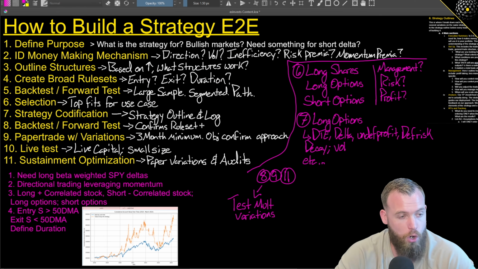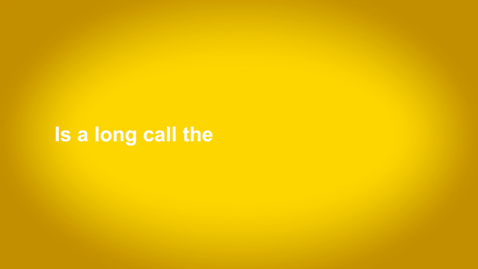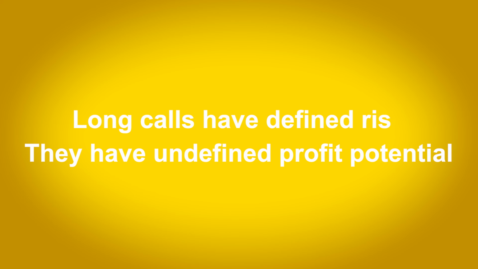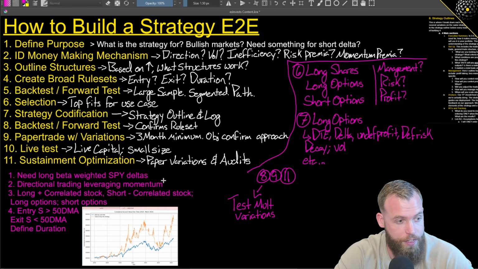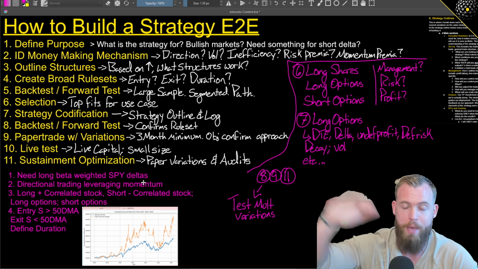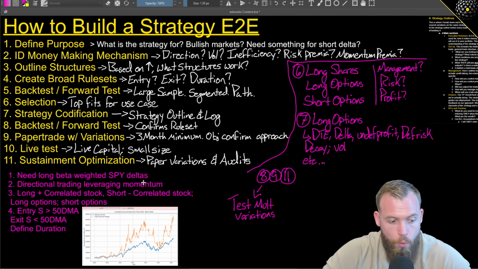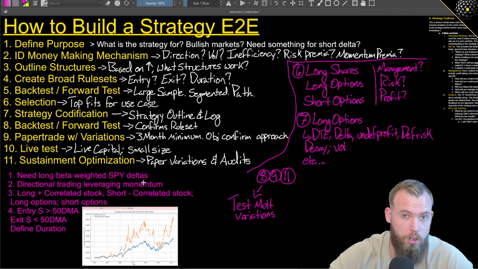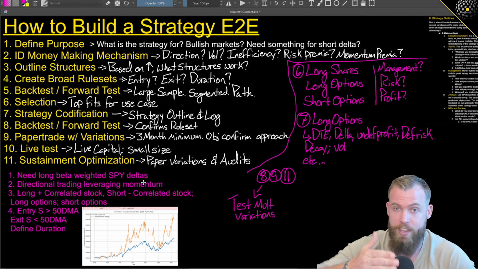When I start paring down these different choices, I think about the structures because is a long call the same thing as a short put? No. Long calls have defined risk. They have undefined profit potential. So if the thesis that I'm trying to trade is directional momentum, meaning I want it to move a lot, would I prefer a long call or a short put? Probably the long call. That's a better fit for that thesis.